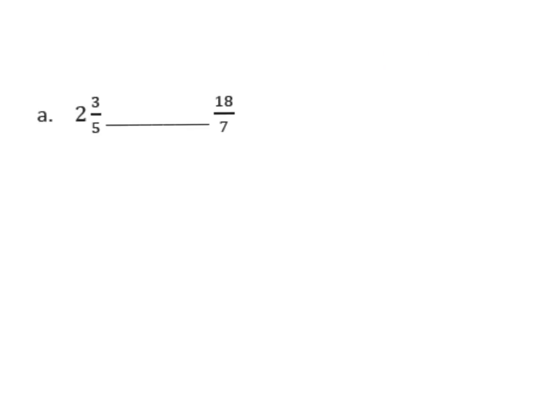Look at number 2, letter A. We need to compare 2 3/5 to 18/7. We need to change the improper fraction into a mixed number. Go ahead and do that. Pause the video while you work and replay when you are ready to check.